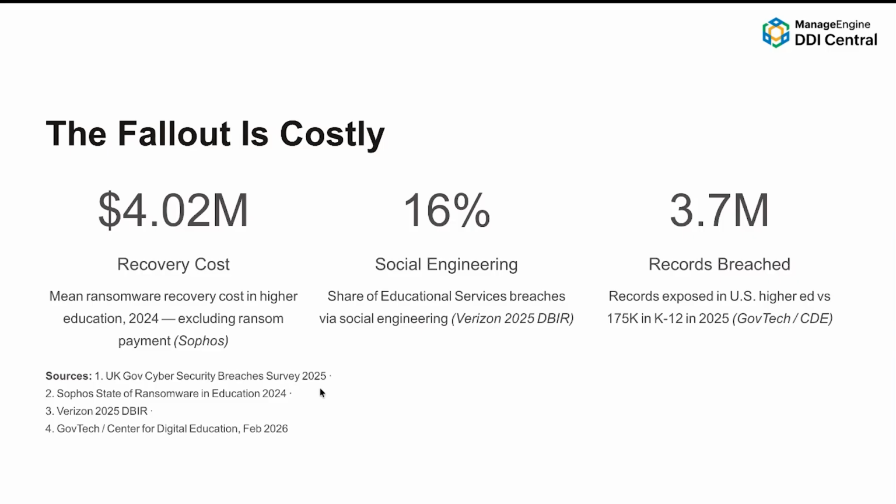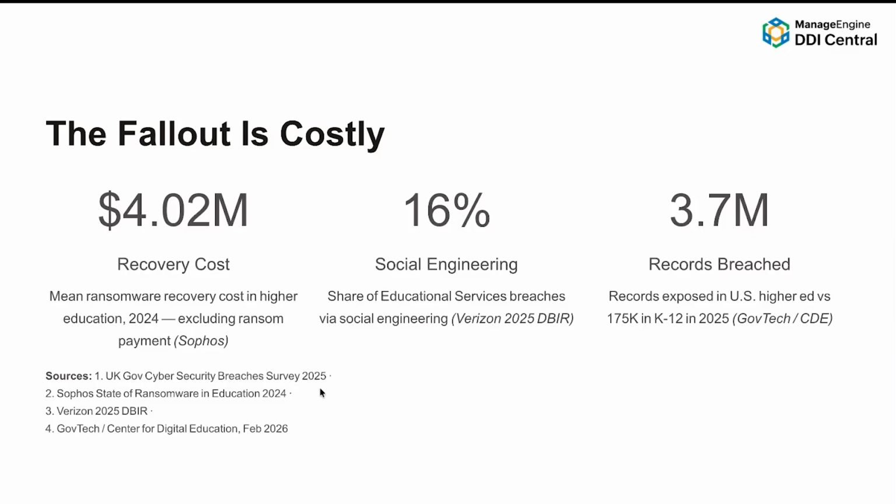And the initial entry path is consistent with what we all see: social engineering. Verizon's 2025 DBIR reports social engineering accounts for 16% of breaches in educational services. That maps perfectly to the real campus threat model: high trust, high churn, and lots of identity workflows.